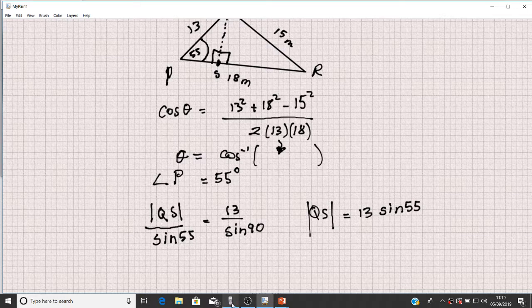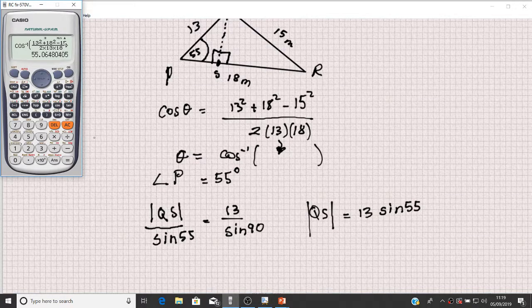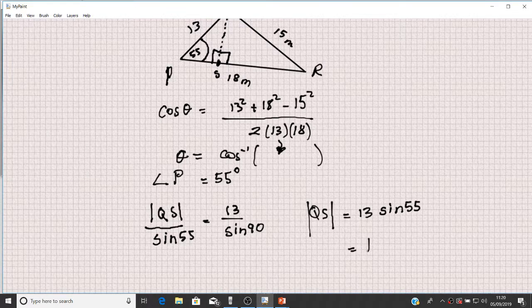So let's have a quick look on the calculator and do that. So we have 13 times sine 55 degrees. And that gives me 10.64. So it's 10.6 meters. 10.6 meters. And that's our final answer.